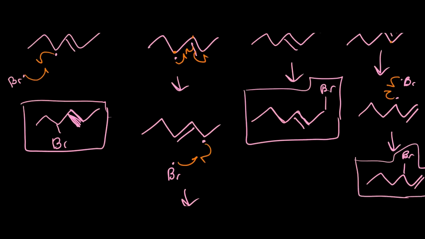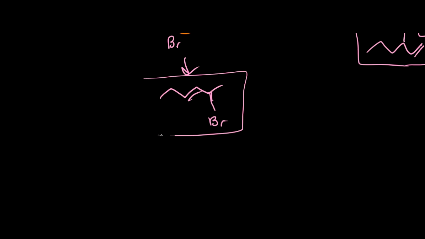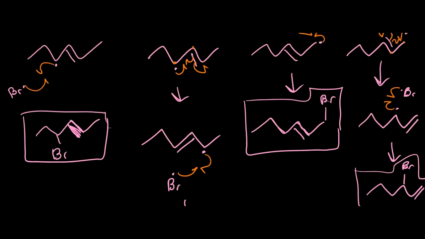And that's how NBS works on allylic positions on alkenes. Four products.